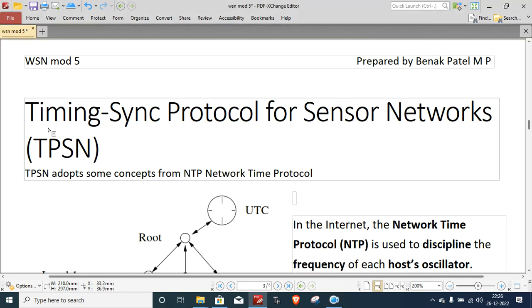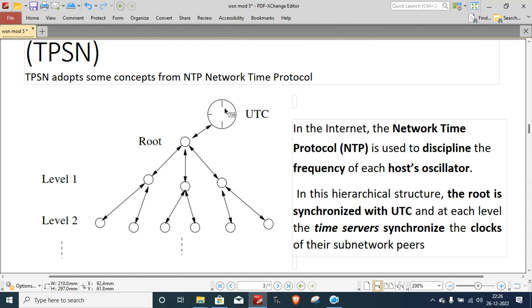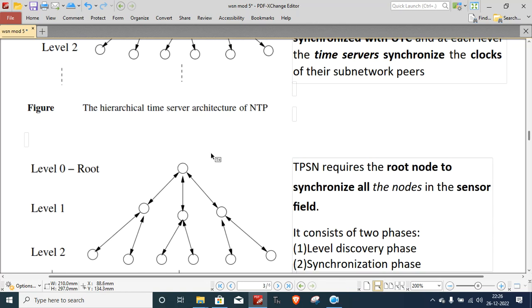Hey everyone, in this video tutorial I'll be taking you through module 5 of wireless sensor networks, and we are specifically looking at TPSN, which stands for Timing Synchronization Protocol for Sensor Networks. TPSN adopts some concepts from NTP, the Network Time Protocol. So this is basically making use of that main protocol, NTP, and the only difference is that NTP is attached to UTC, that is the internet time, whereas here it is absent.